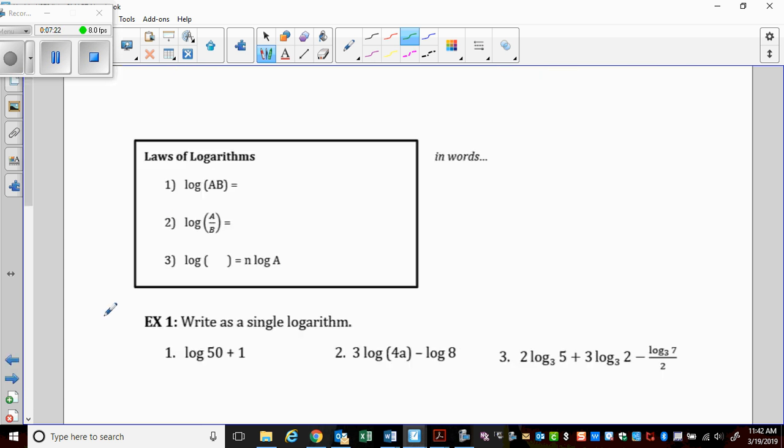Alrighty. This is going to help you. These are my simplified laws of logarithms. This is going to be like a little cheat sheet.